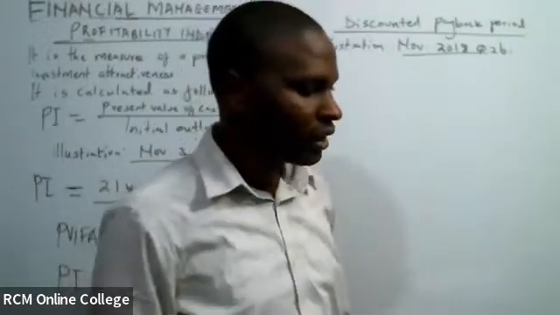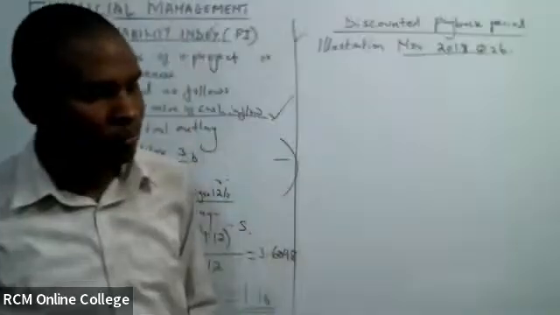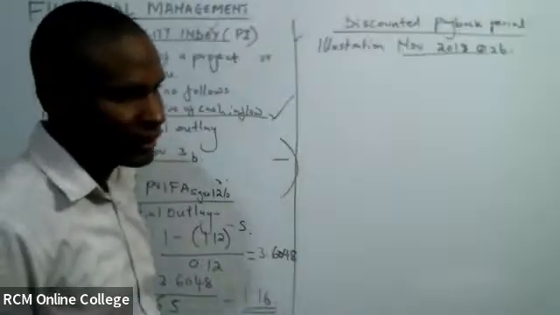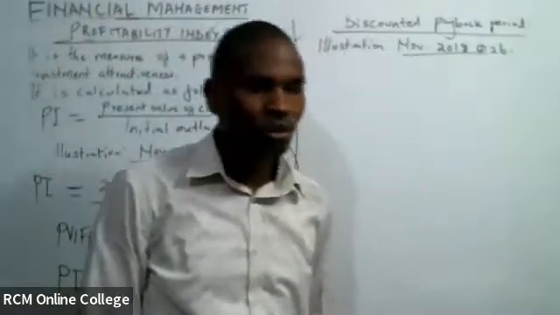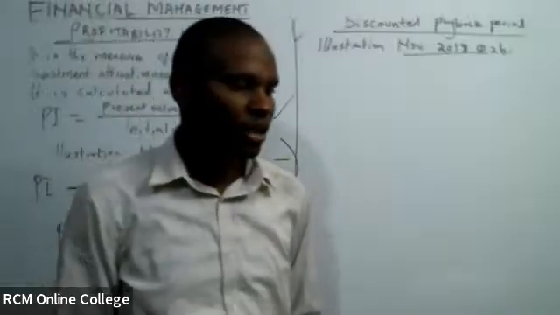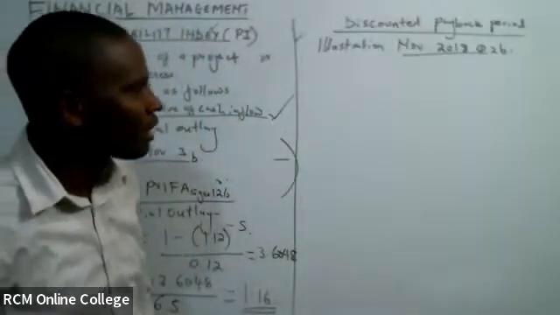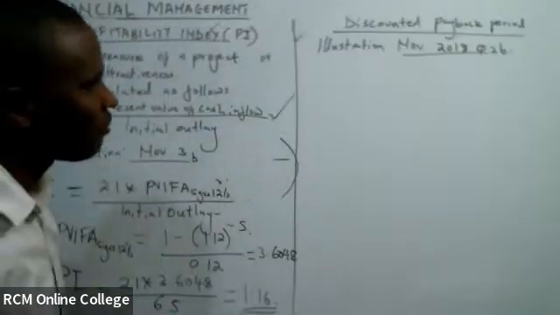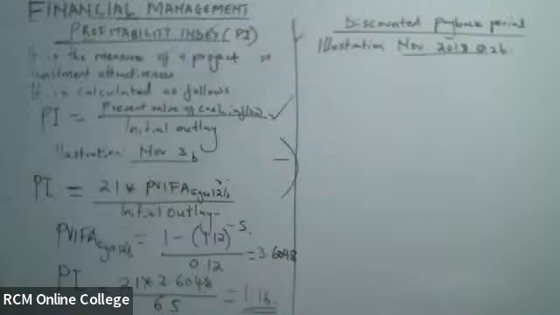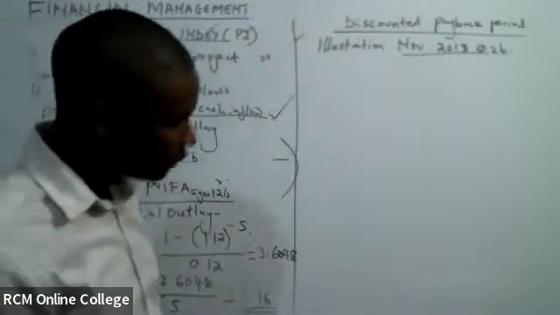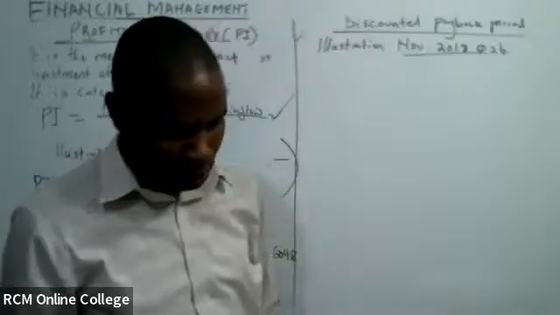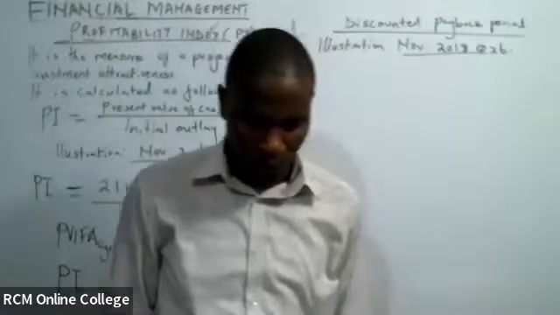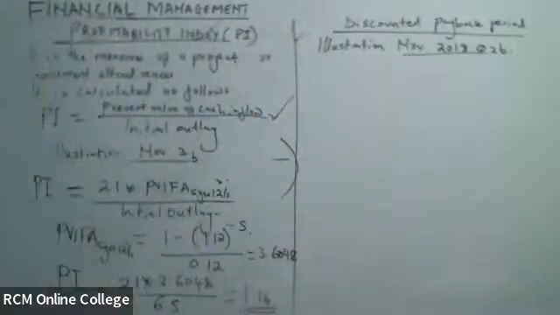Ruth, nasema, discounted payback period gives the number of years it takes to recover the initial investment, by discounting the future cash flow, and recognizing the time value of what? Time value of money. I hope you are done. Let's look at November 2018, question number, is it 2B or 3B? 2B. Good. 2B.